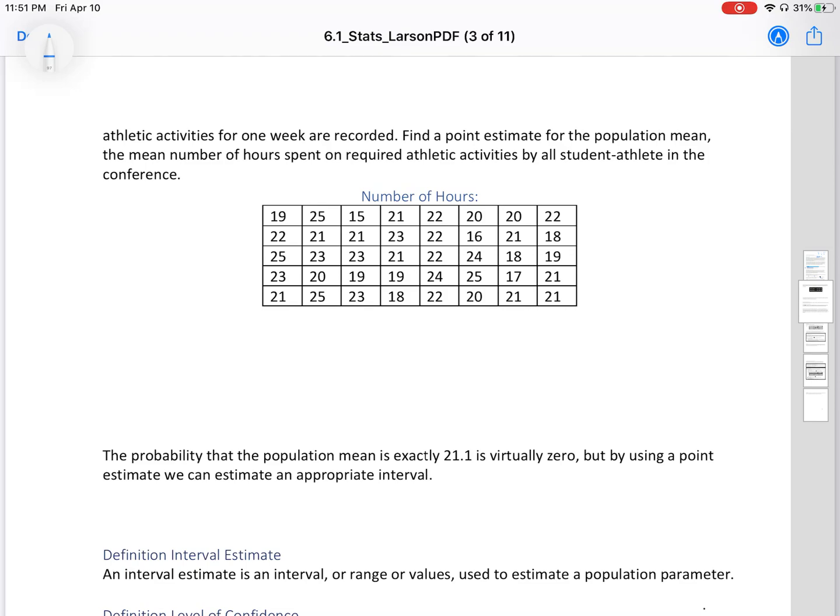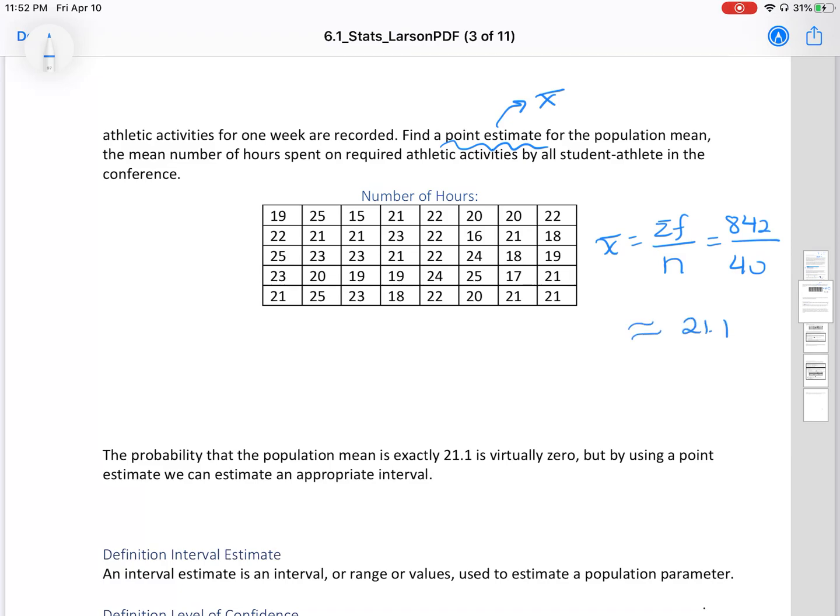Alright, don't let the wording scare you a bit. We're just being asked for a point estimate, which is your x bar. It's your average, right? So to find our average, it's defined as the sum of our values divided by our number of samples. In other words, add them all up, it adds up to 842, and we were told we had 40 entries. Our answer is about 21.1.